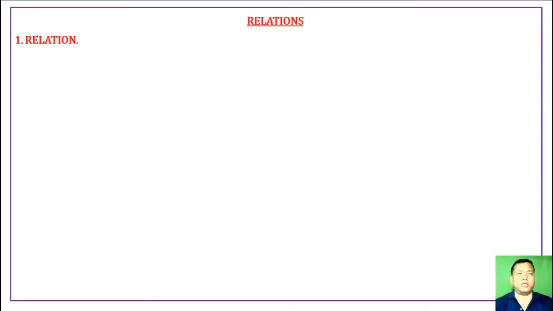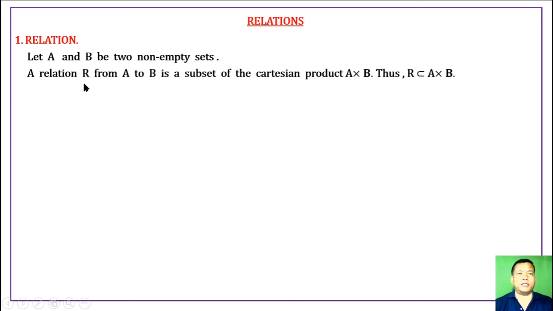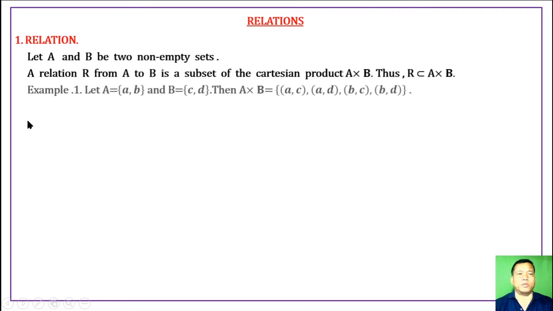Relations. What is a relation? Let A and B be two non-empty sets. A relation R from A to B is a subset of the Cartesian product A cross B. Thus, R is a subset of A cross B.